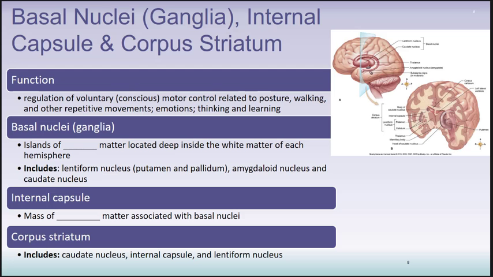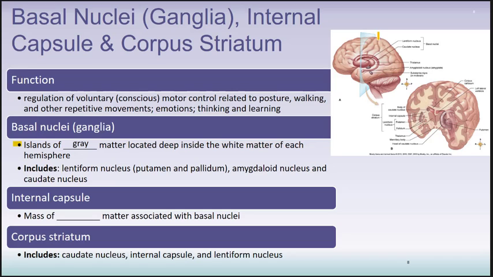Now we're going to talk about the basal nuclei, the internal capsule, and the corpus striatum of the brain. We're going to start here down at basal nuclei. There are a few islands of gray matter that lie deep within the white matter of each hemisphere of the brain, and collectively these are referred to as the basal nuclei. Sometimes you'll hear them referred to as well as the basal ganglia. The basal nuclei we can see in this image on the screen now, but we'll look at it a bit closer on the next slide.